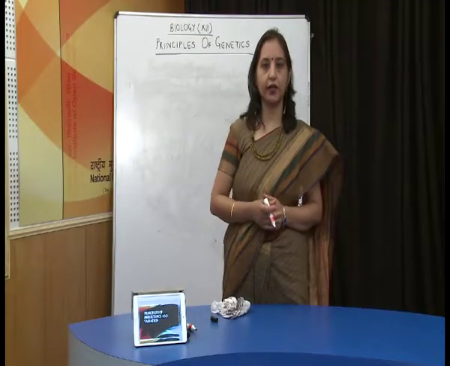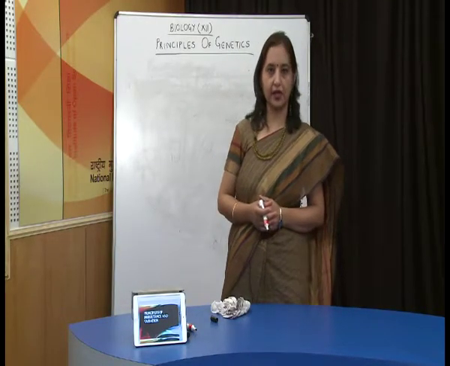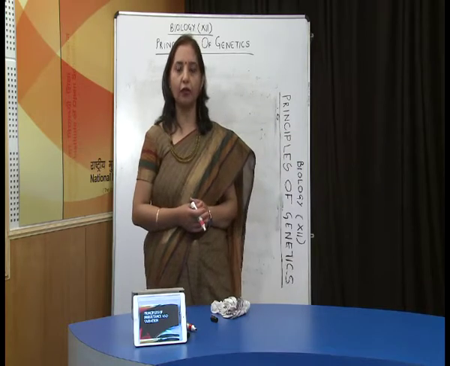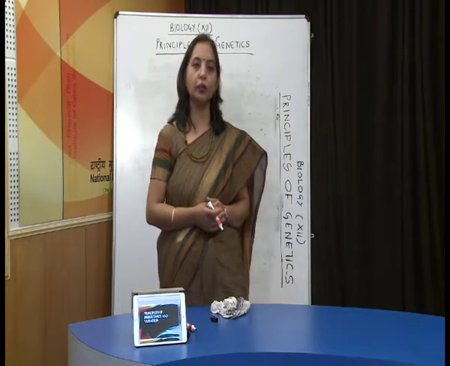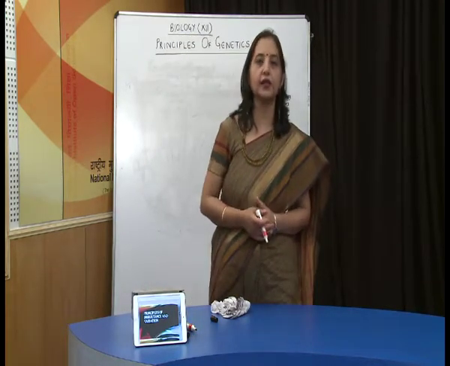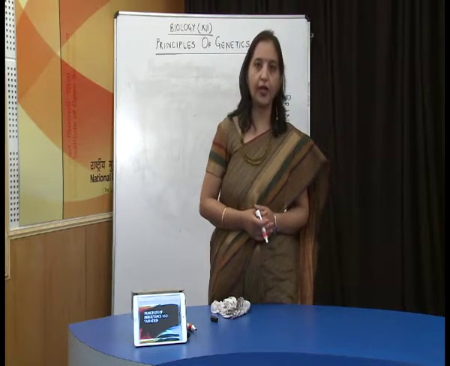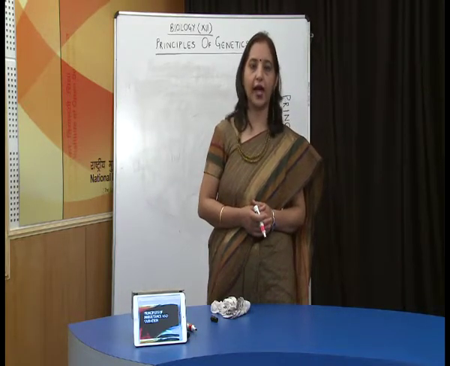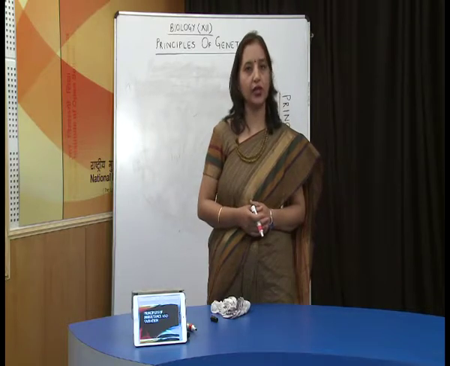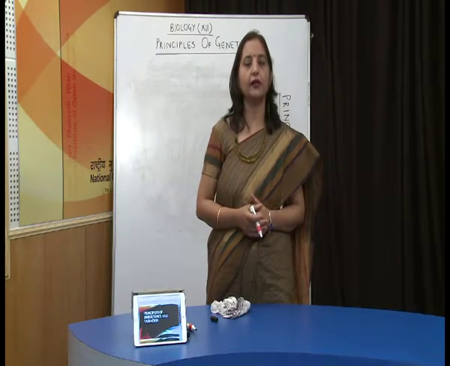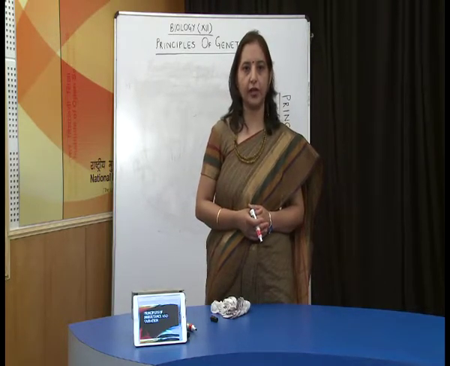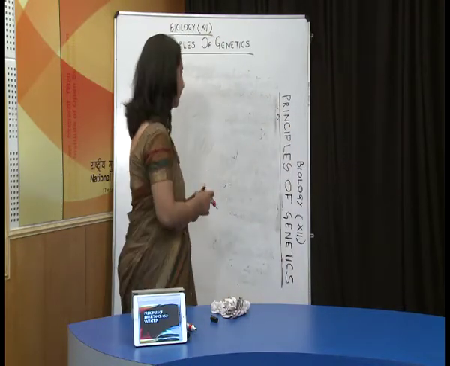Mendel studied 7 pairs of contrasting characters, and he found after his experiments that only one character appears in the first generation, and he called it a dominant character, and the other one which did not appear in the first generation was called a recessive trait. Now, what are these 7 characters which Mendel studied?